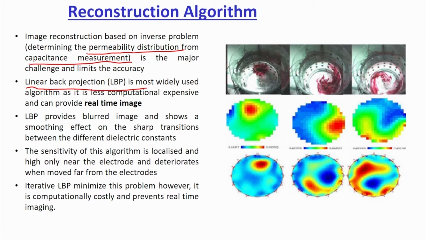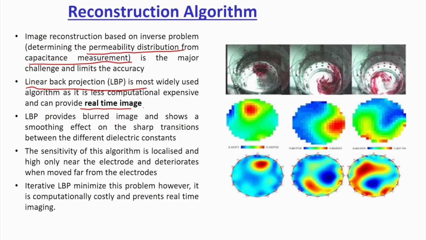Okay. And why has it been used? Because it is computationally very inexpensive, and as the name suggests, you are doing linear back projection. So, the non-linearity you are trying to remove, you are doing the linear back projection, and because of that the speed of reconstruction is very high, it is computationally less expensive, and it gives the major advantage to ECT, and that is real time imaging. It means whatever is happening inside you can exactly see it.